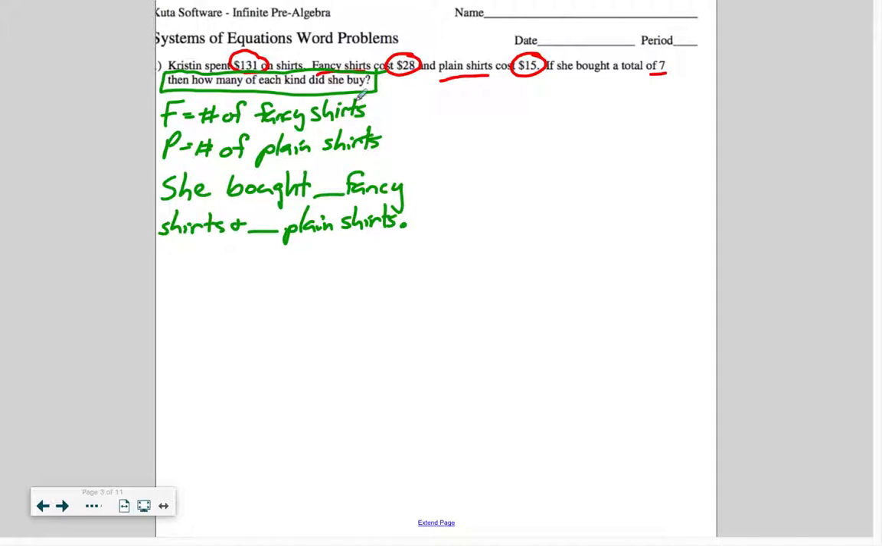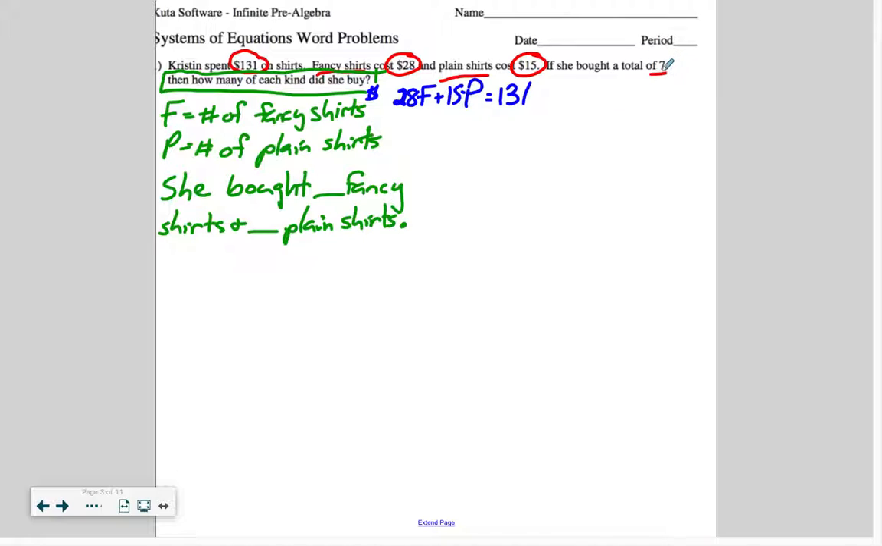So, if we talk about money here, she spent a total of 131 bucks. Now that was with buying some number of fancy shirts plus some number of plain shirts. Every fancy shirt that she bought set her back 28 bucks. And every plain shirt she bought set her back 15 bucks. So here's one true equation given from what we know.